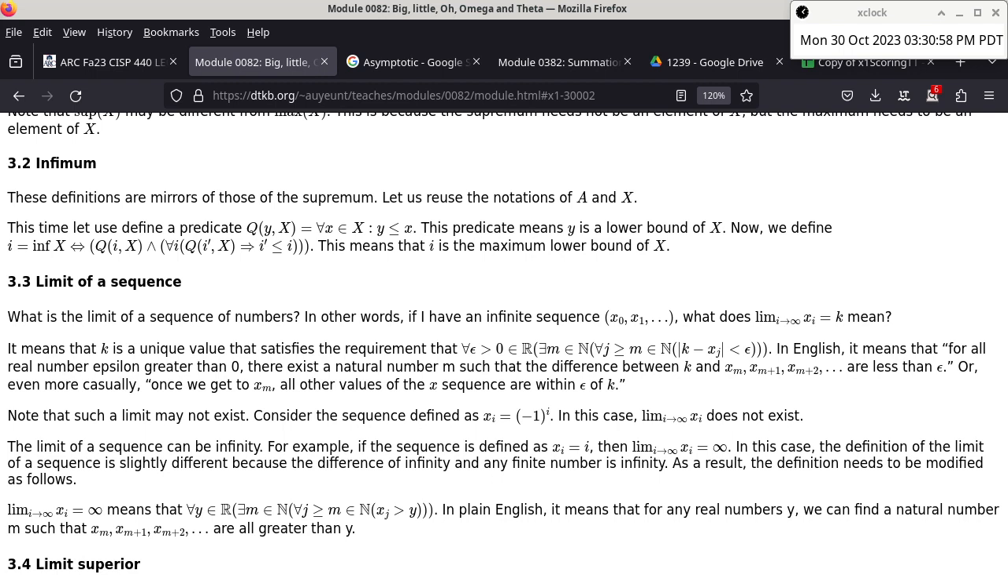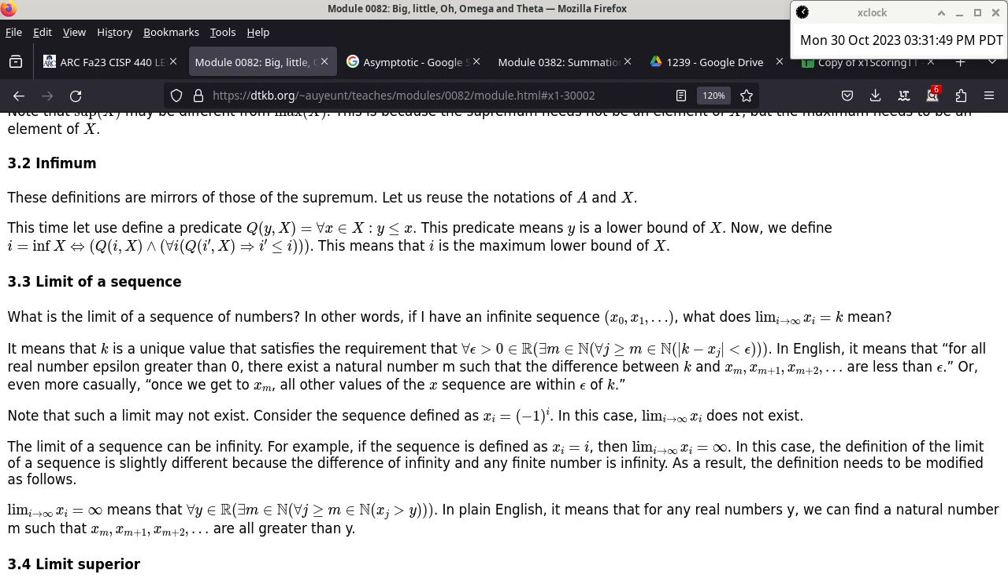Why not? Because in the case of x of i being negative 1 to the power of i, it just alternates between 1, negative 1, 1, negative 1, 1, negative 1. Okay? So that means if I give you an epsilon of 0.2, you cannot find me that m anymore. Does that make sense? Because no matter what number you choose to be the k, the actual limit, the difference between that number and the alternating one, the negative one, is going to exceed whatever epsilon I have chosen, which is 0.2 in this case. So since this particular statement is false, it does not have a limit in this case.